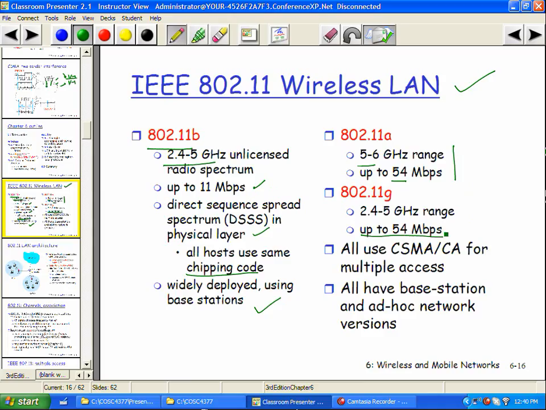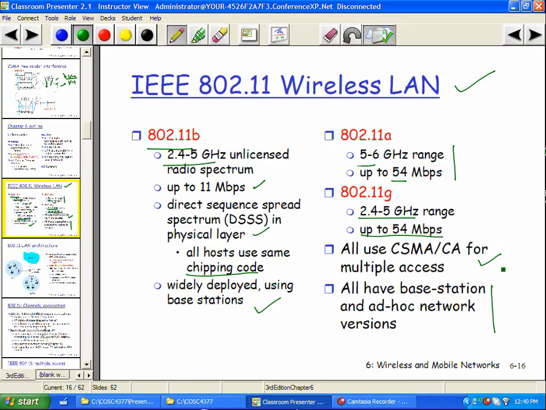802.11g, again 54 megabits per second, but in a different frequency range. Okay. So what do they have in common? They all have base station and ad hoc network versions. So you can have this infrastructure mode, or you can just have a few laptops talk to each other with any one of those technologies. And all of them are based on CSMA/CA.